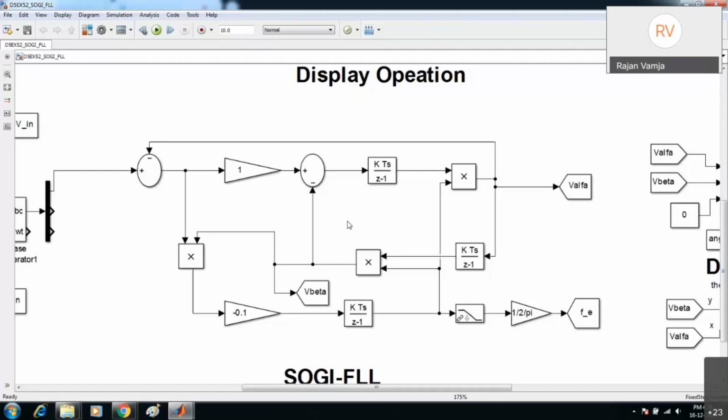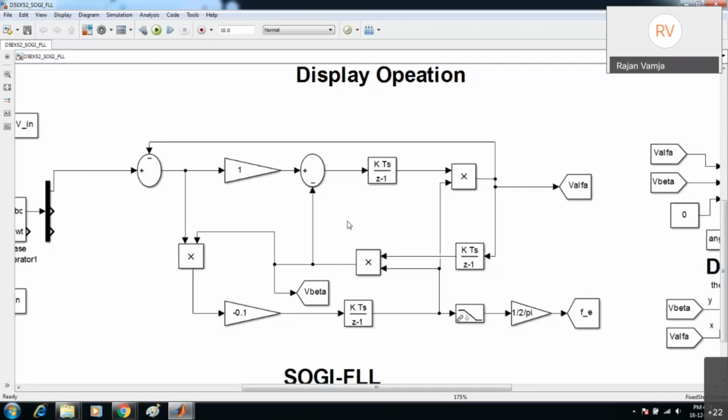But the advantage or magic of this SOGI FLL is that we need only one voltage to be sensed. If you remember the previous case, we were giving three voltages as input: VA, VB and VC. But in the SOGI algorithm, only one voltage information is required. Using that voltage information, you can calculate the angle.